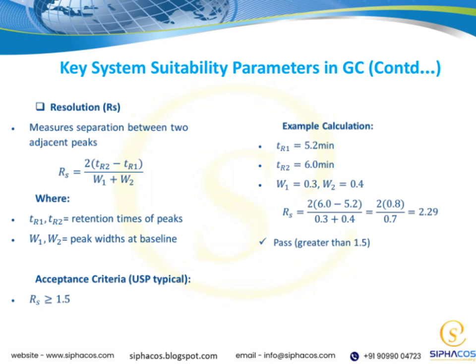A robust system minimizes fluctuations and maintains accuracy. All these parameters interconnect to ensure our GC system is suitable for the analysis at hand, providing consistent, reliable, and precise results that align with our analytical goals.